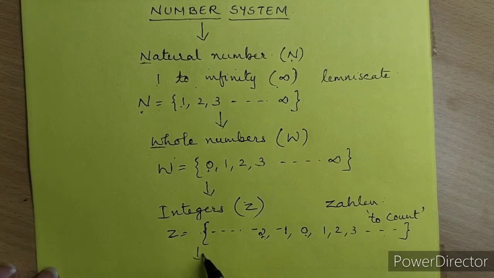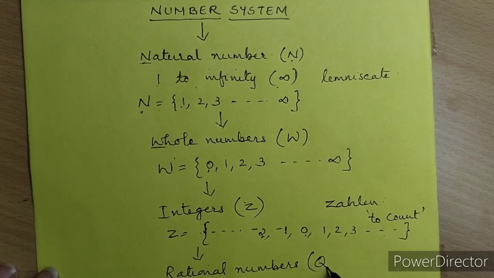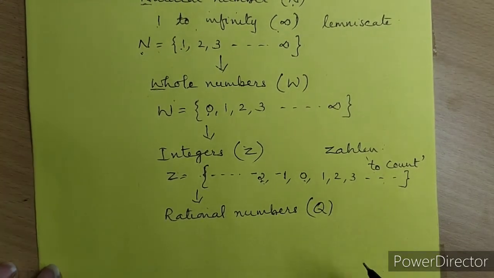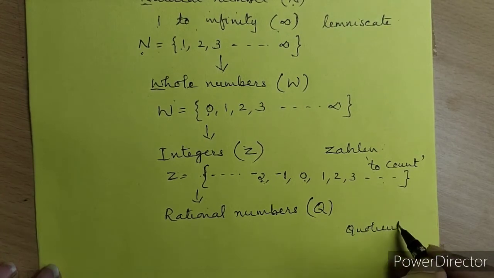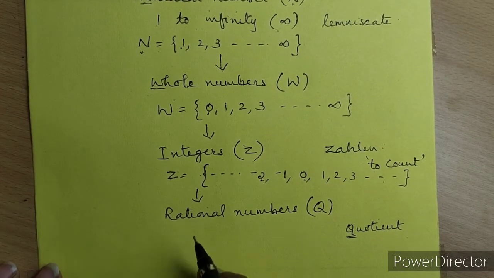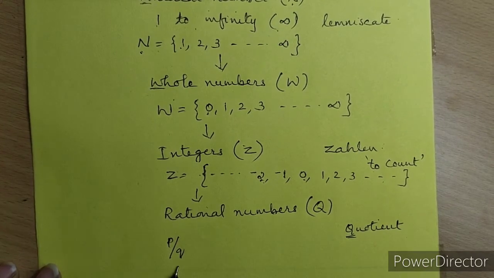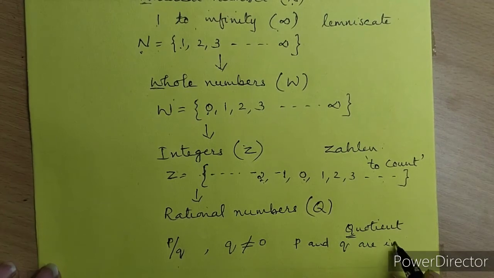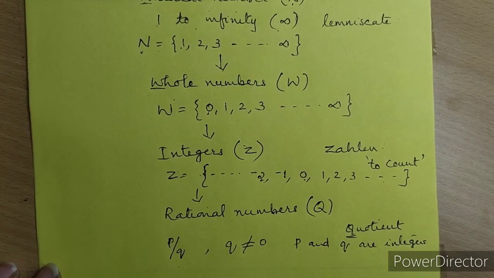Next comes rational numbers, which are denoted by the letter Q. Q has come from quotient, the starting letter, and that is the symbol of rational numbers. Rational number means it is in the P by Q format. Any number which can be written as P by Q where Q is not equal to 0 and P and Q are integers, we can call that number a rational number.